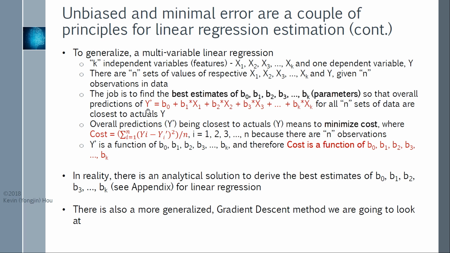The prediction from such a linear regression model can be denoted as y prime. So we define the cost. The cost can be defined as the sum of squares of error divided by the count, or just the sum of squares of error. Again, those two are equivalent because for any given set of data, n is a constant. Whether you divide by n or not, your estimation for the coefficients should be equivalent.